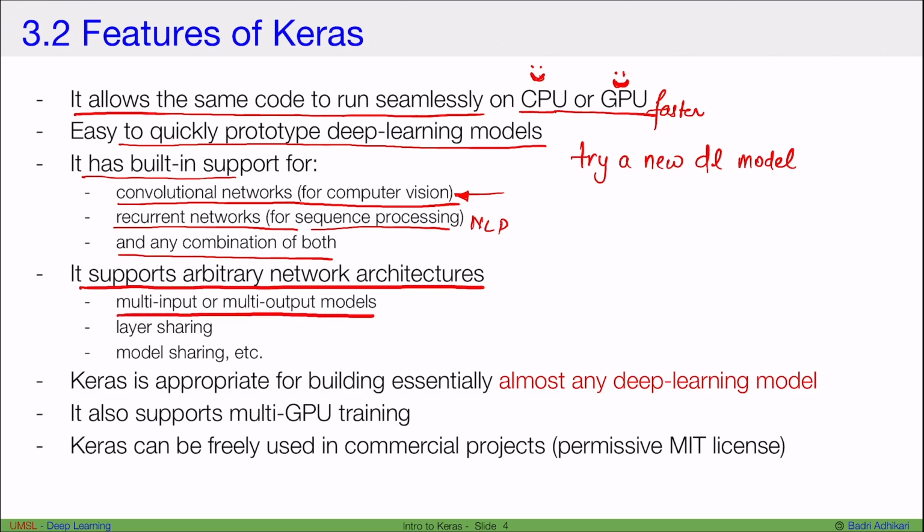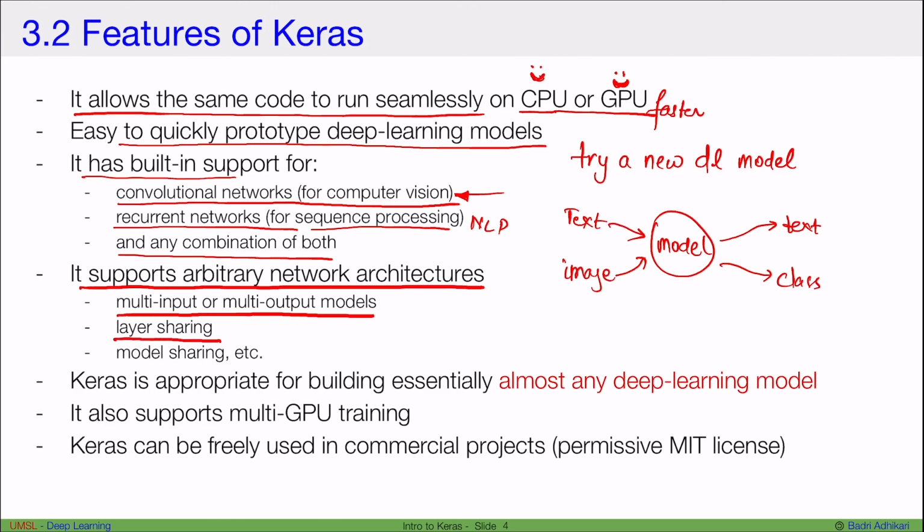It also supports arbitrary network architectures, for example, multi-input, multi-output models. For example, one network model may accept text as input, image as input, and produce text, class, or many other things as output. Layer sharing, we'll talk more about that, and also model sharing.